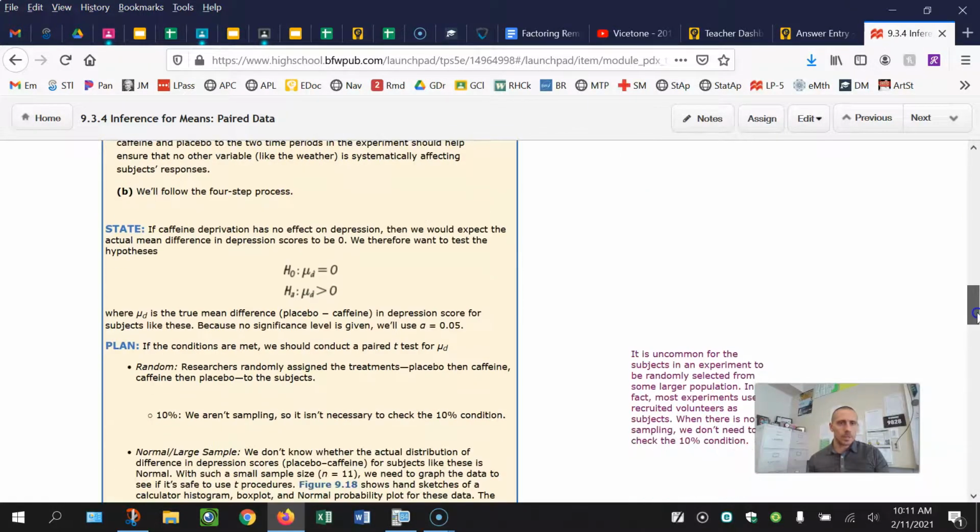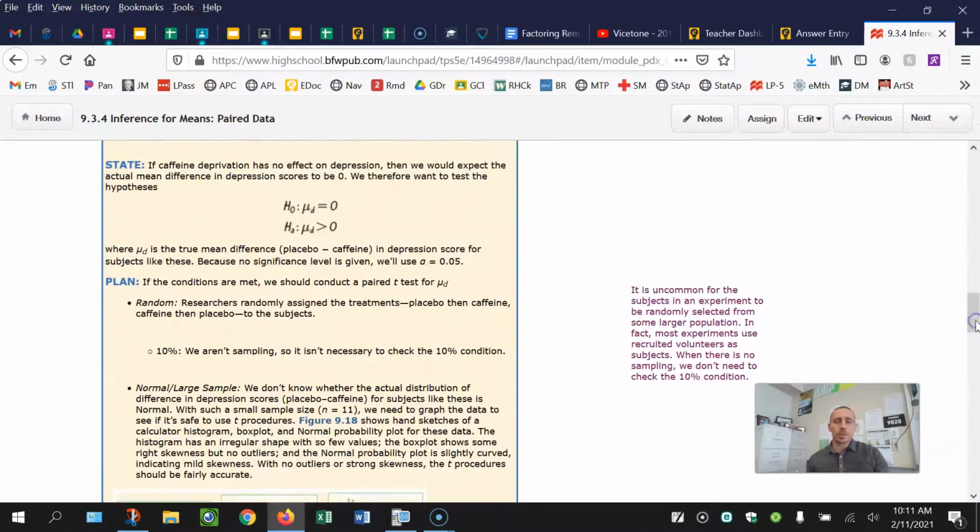Carry out a test. Now, you'll notice here the state step is slightly different. We use mu sub d to represent the true mean difference. So the d, we have to define what that difference is. What is the order that we're doing the subtraction? It doesn't matter which way you do the subtraction, you just have to communicate it to the AP reader. So here, you would state: mu sub d is the true mean difference, placebo minus caffeine.